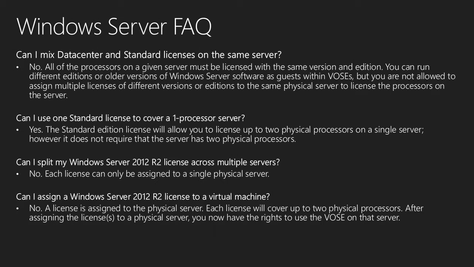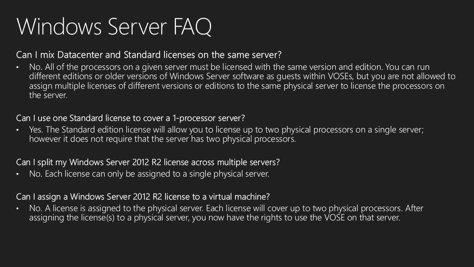So let's just go through 4 different frequently asked questions before we move on to the next portion, which is the downgrade rights for Windows Server. So the first one, can I mix data center and standard licenses on the same server? No, this isn't something that you are licensed or you can license. All of the processors need to be licensed with the same version and edition.